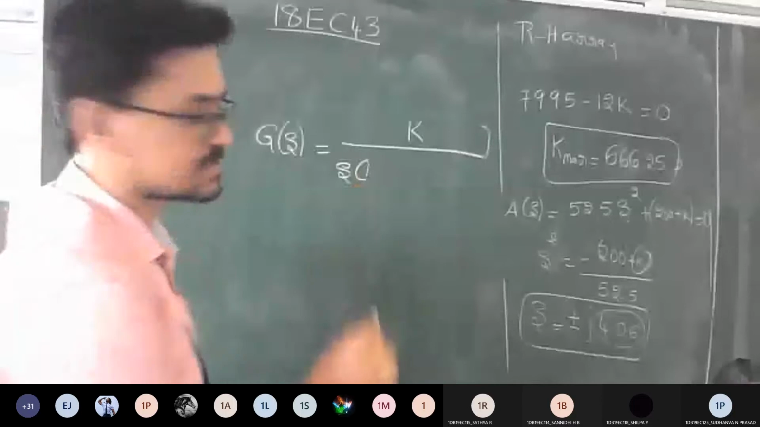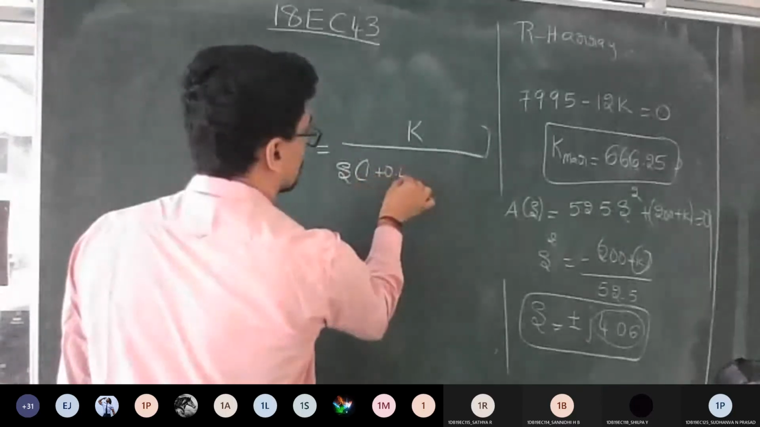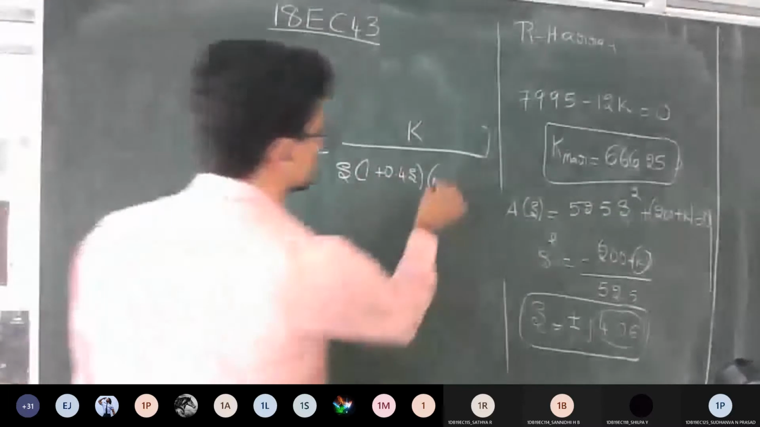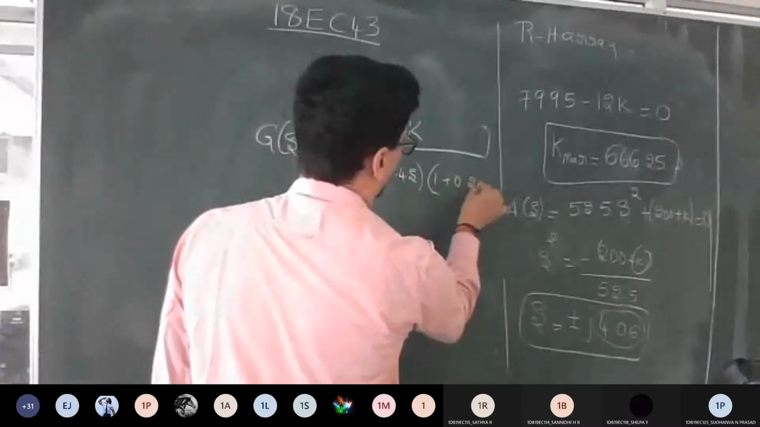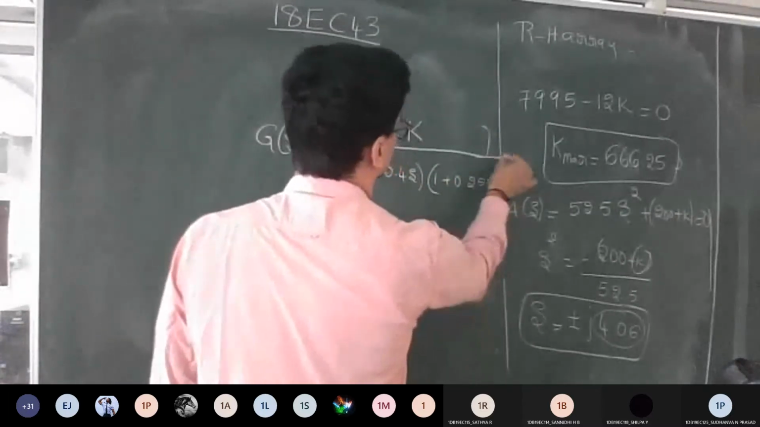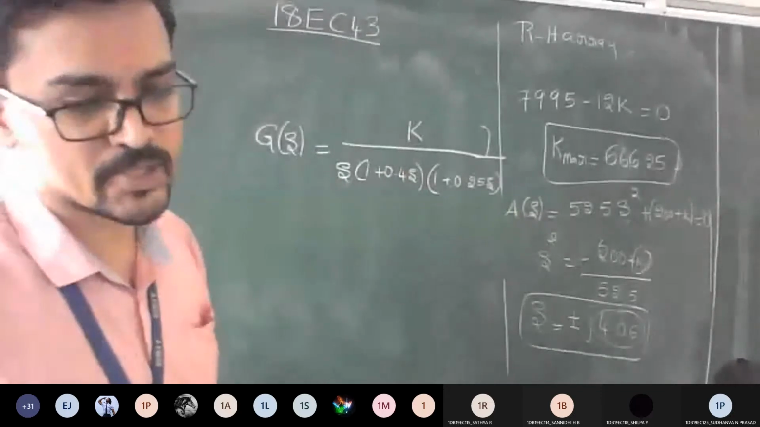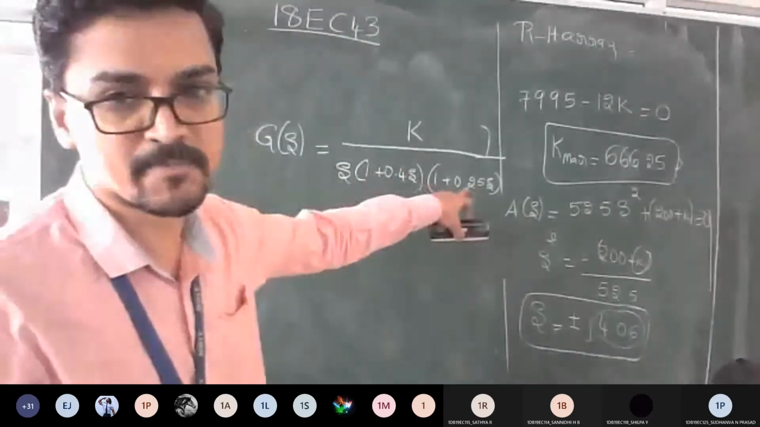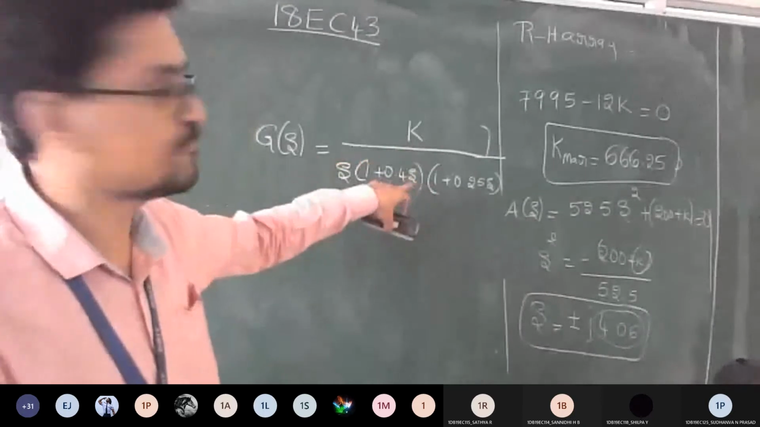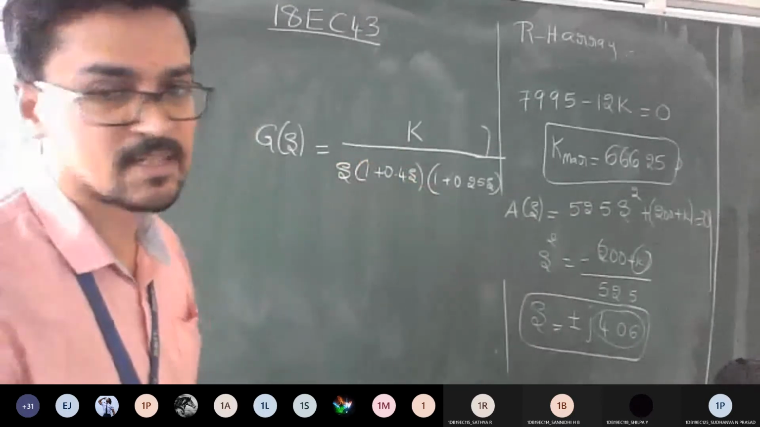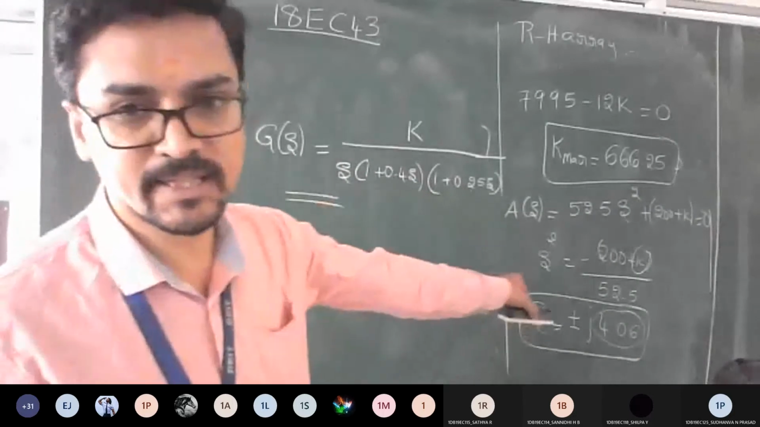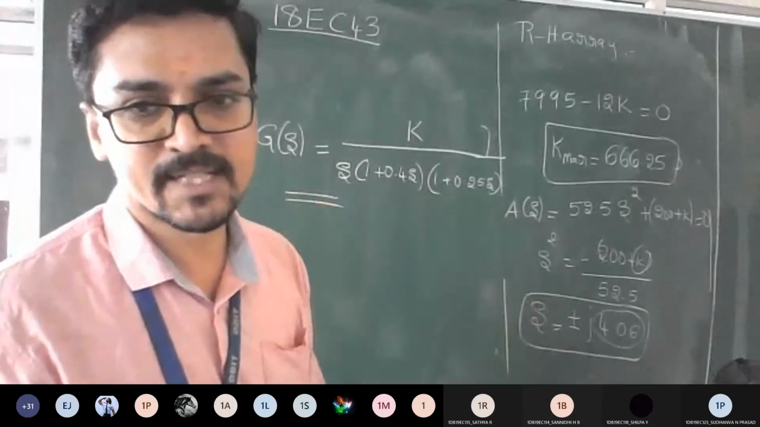So it's (1 plus 0.4s) into (1 plus 0.25s). This is the question. Instead of 0.4s plus 1 and 0.25s plus 1, they have given 1 plus 0.4s into 1 plus 0.25s. So same problem, same question. You have to find the K margin as well as the frequency of oscillation.